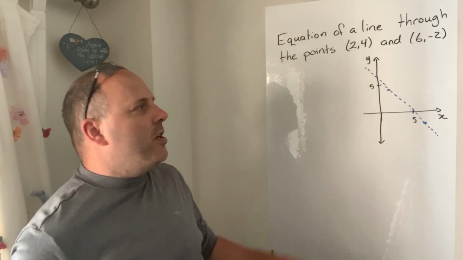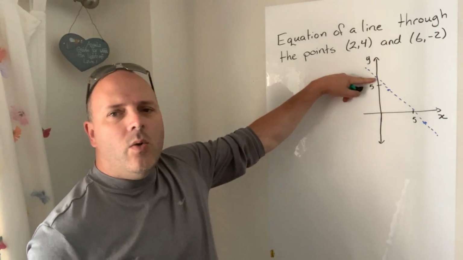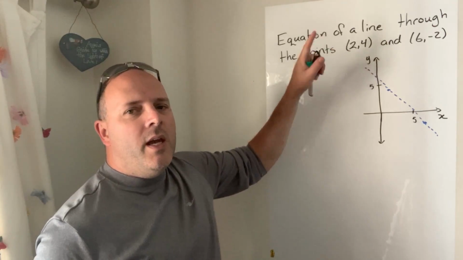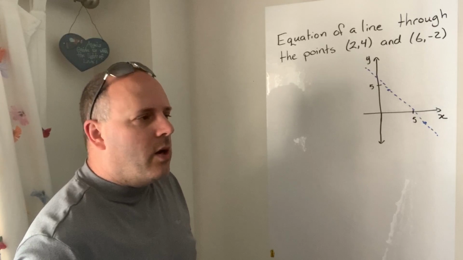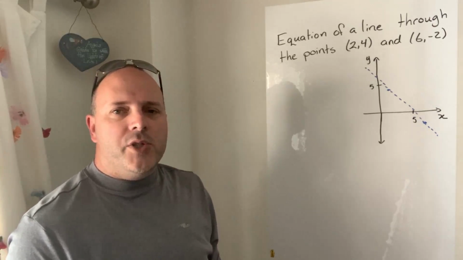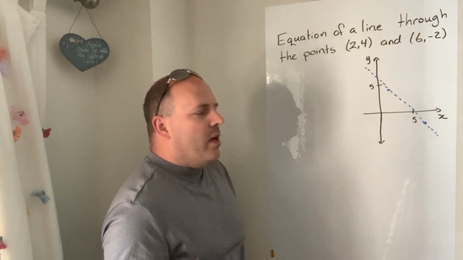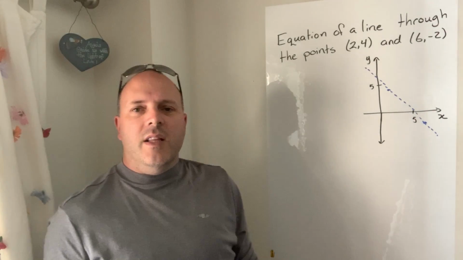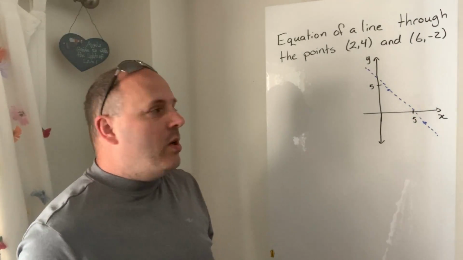Now I've only drawn myself a sketch. I don't really know what that y value is going to be. It might be a bit tricky to figure out. I'm going to use some algebra to make sure I get that right. Okay, the first thing I want to know about this line is what is its slope?